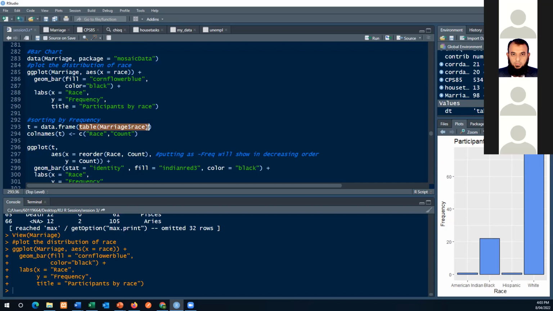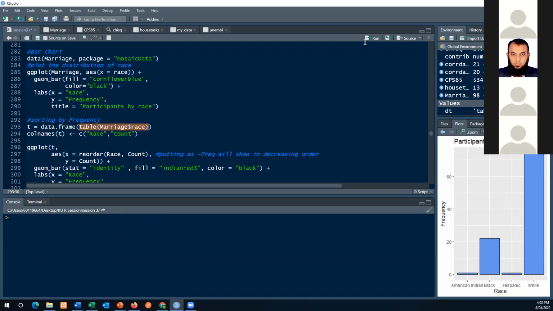Table is a function that will actually tabulate. So if I run this, you can see the tabulation: American Indian 1, black 22, Hispanic 1, white 74. Our dataset has 98 observations in total, and among them 74 are white, registered marriages, 1 Hispanic, 22 black and 1 American Indian. This is the count of race.